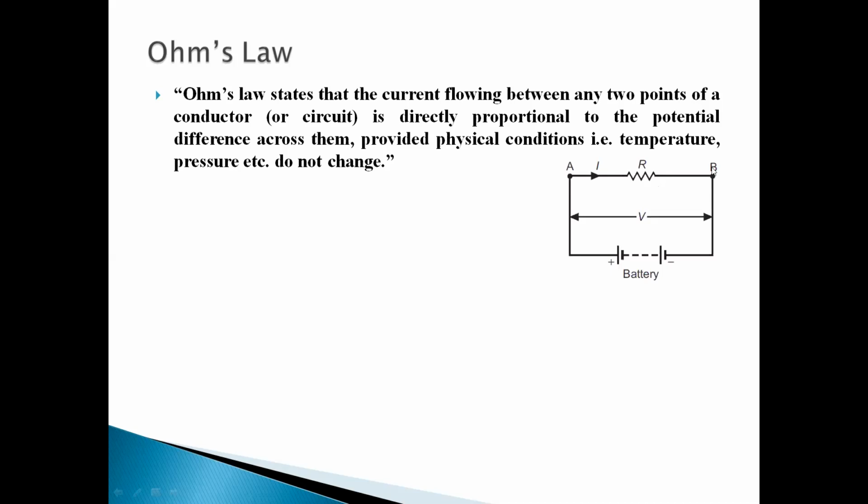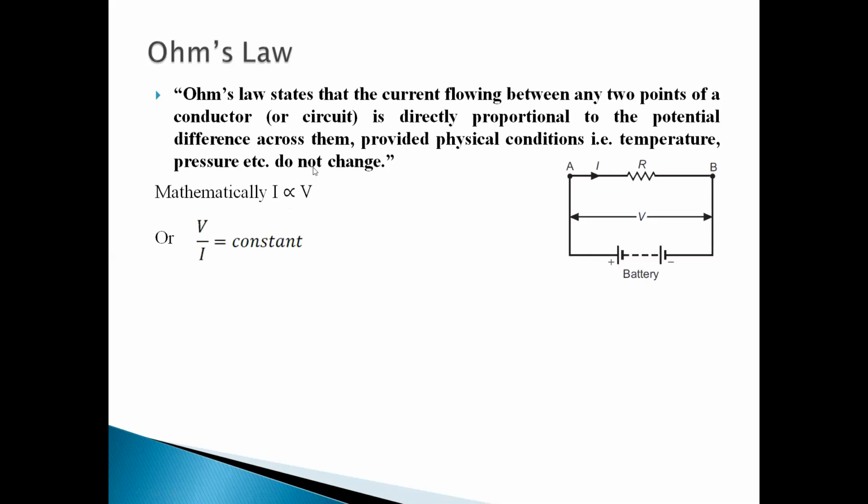So what is the potential difference across them? It will be the applied voltage. If you apply a 5 volt battery, then the potential difference between them is 5 volt, provided physical conditions, that is temperature and pressure, do not change. It should be a constant. Mathematically, the current flowing in this circuit is directly proportional to the applied potential.